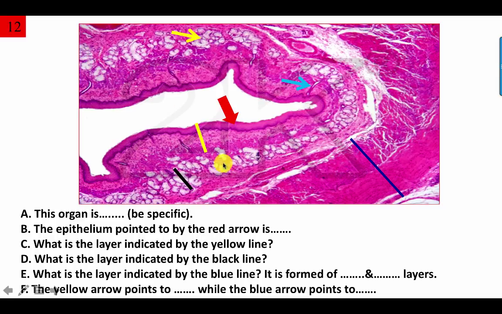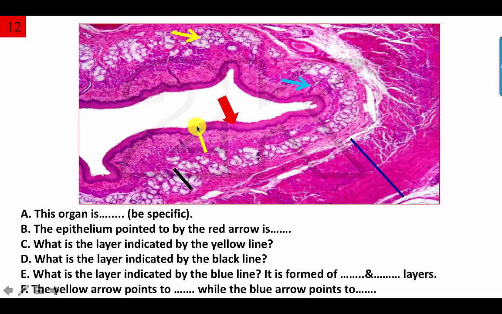Type. Be specific, you should mention the species. These are mucous glands, so it is esophagus of dog. The epithelium pointed to by the red arrow is the non-keratinized stratified squamous epithelium.